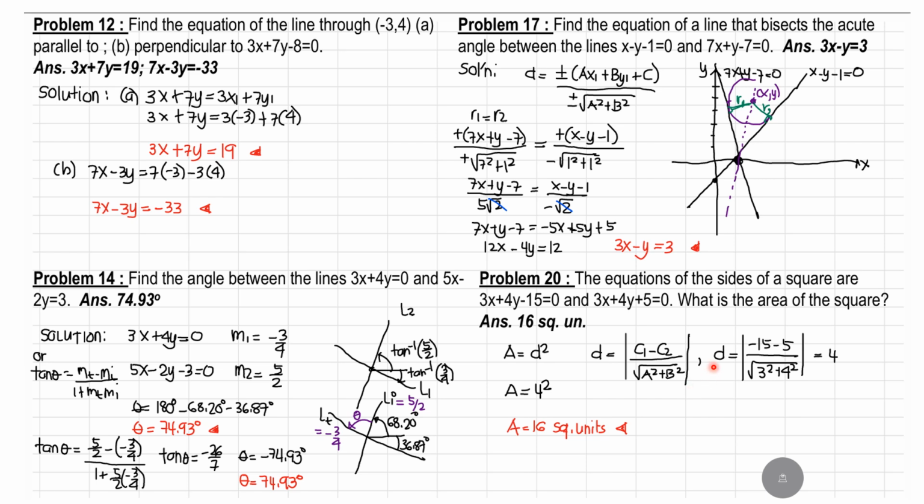So distance or side of square, so area of a square is distance square or side square. It is equal to c sub 1, negative 15 minus c sub 2, so minus 5, all over square root of a square, 3 square, plus b square, 4 square. So that's why it is 20 over 5 is 4. Distance equals 4 units. So area equals 4 square. Area equals 16 square units. So that's it for this part 1 of the solution to sample problems in plane analytic geometry 1.